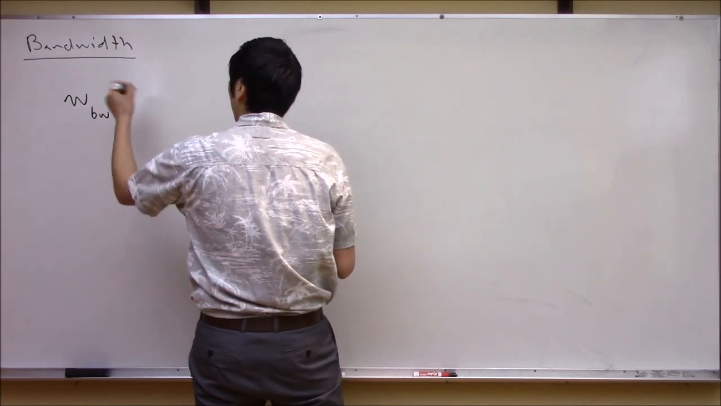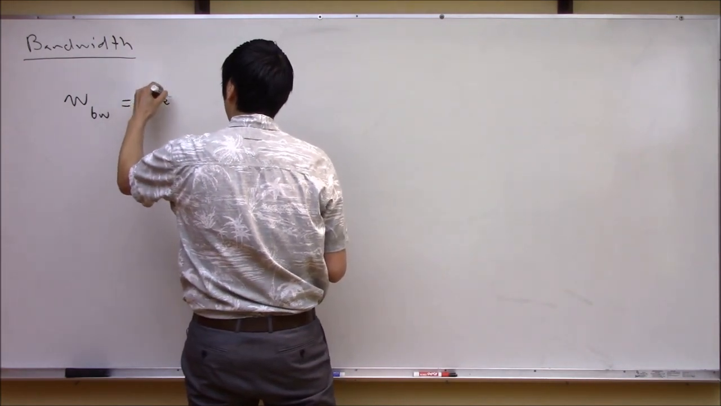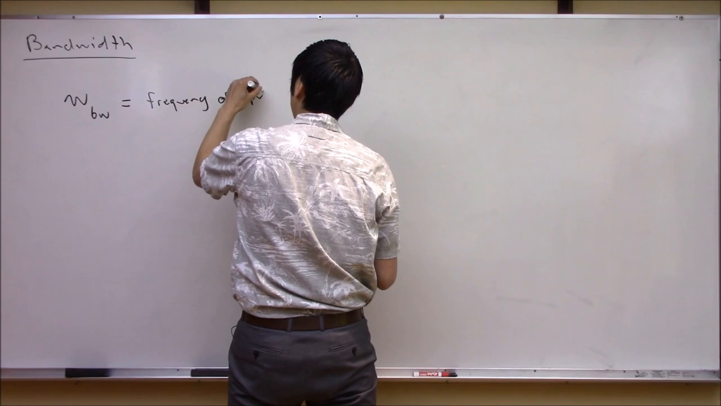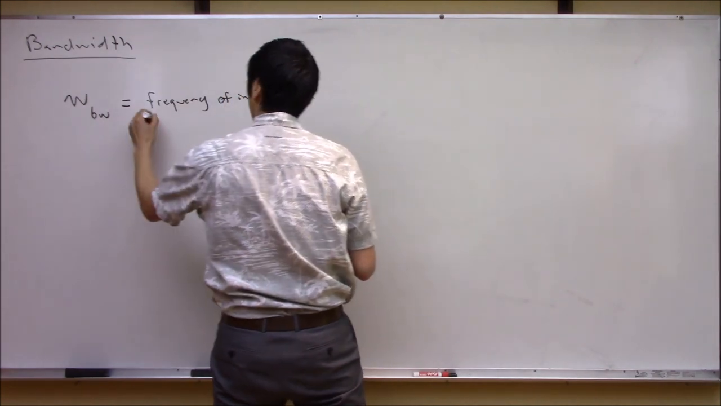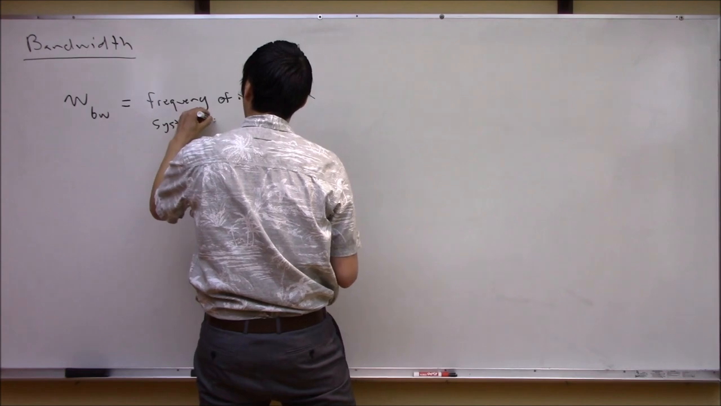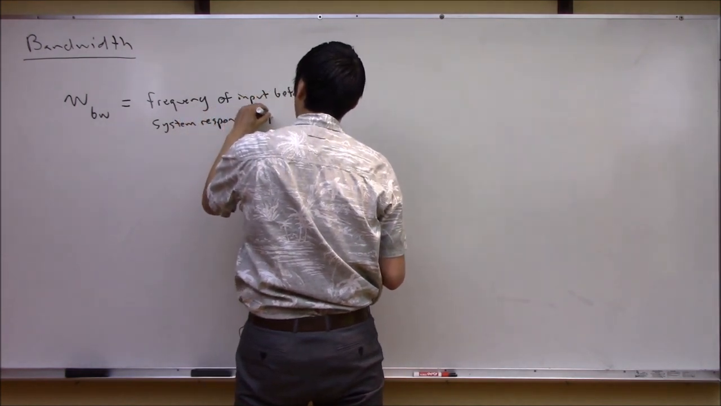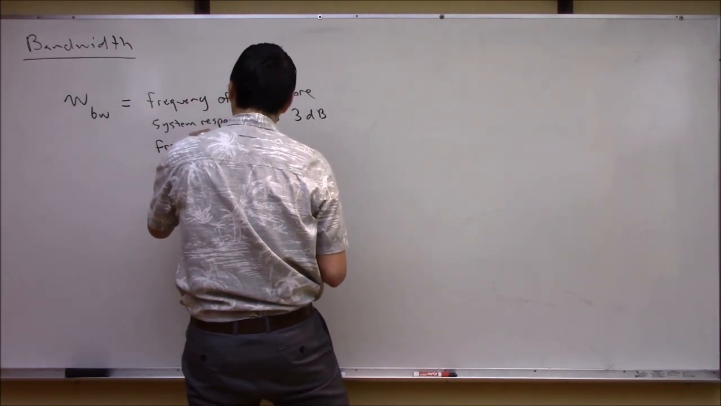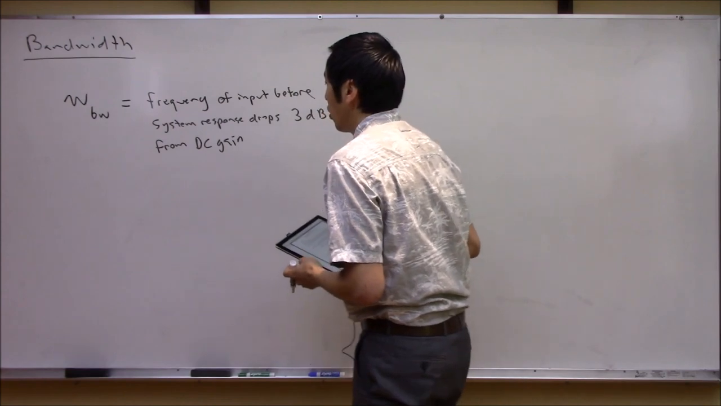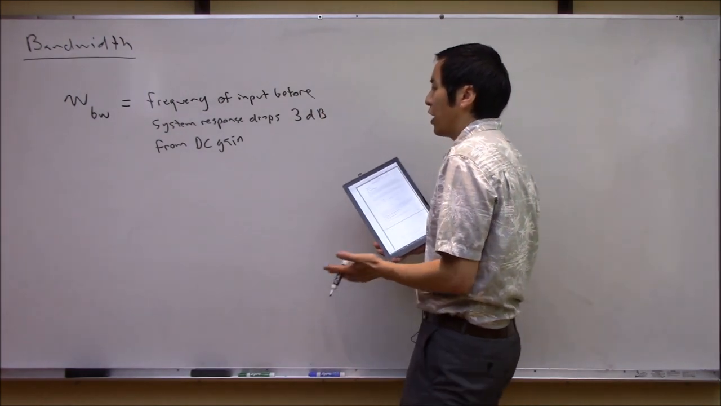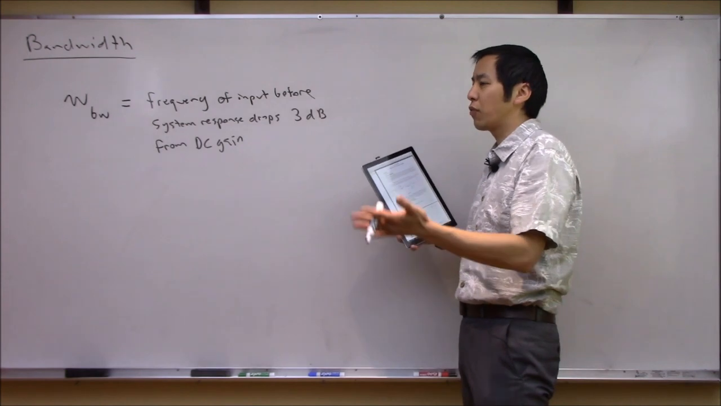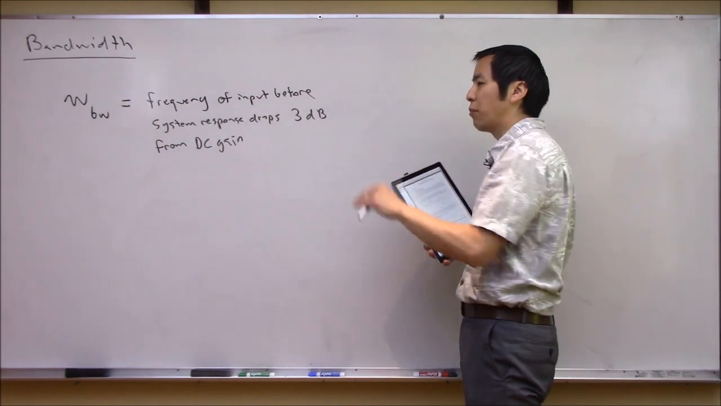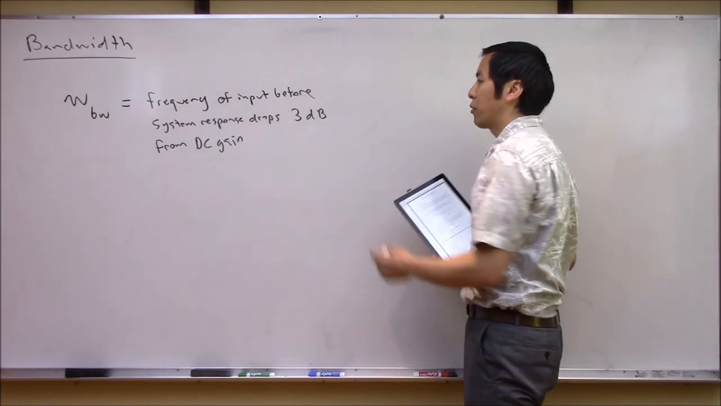So let's just write that down. Omega bandwidth here is a frequency. The frequency, I guess we should say, of input before system response drops 3 decibels from the DC gain. Okay. And notice that this definition has nothing to do with linear or nonlinear. It's really just asking how quickly can I change an input signal before the output signal is not able to track that, or it drops 3 decibels from the DC gain.